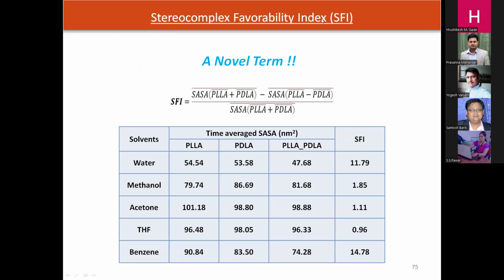We called it the stereo complex favorability index. As I said, stereocomplexation is an important phenomenon in terms of enantiomers. So you have here the D conformation and the L conformation, and this particular calculation shows how well the different enantiomers of polylactic acid get assembled. So as we can see, in acetone your stereo complex favorability index is very low. So in this case, your stereocomplexation won't be of very good nature.